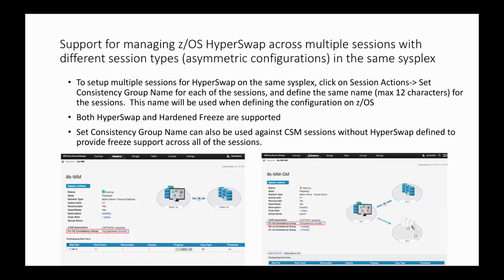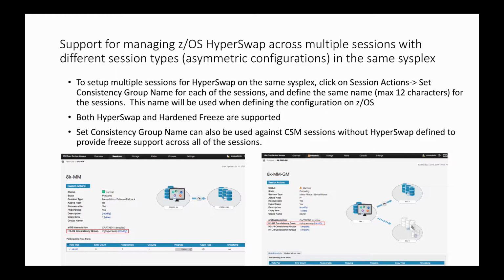When you go into the session under session actions, you will now see a set consistency group name for each of the sessions. We had that before for Global Mirror in the previous release. Well, we've extended this for the Metro Mirror role pairs within a session, so that you can specify a name, which is a max of 12 characters, and that name is what you would use and set in common with the other sessions that you want to be HyperSwap capable together.